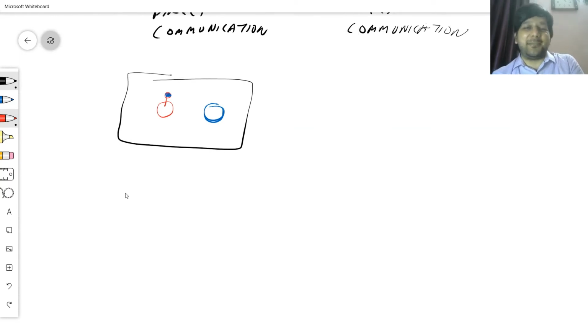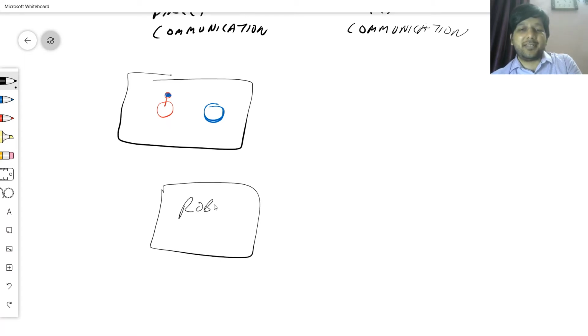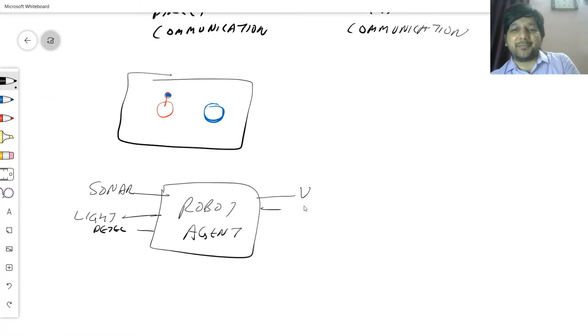Now, things remain exactly the same. If you want to evolve this system, things remain exactly the same as a single robot. So here is your robot agent. You've got your sensors, say sonar, light detectors, and so on. And you've got the actuators as linear speed, angular speed, but now one thing which you'll also have is the LED light. Whether it should be off, whether it should be blue, whether it should be red. So that's an additional actuator.